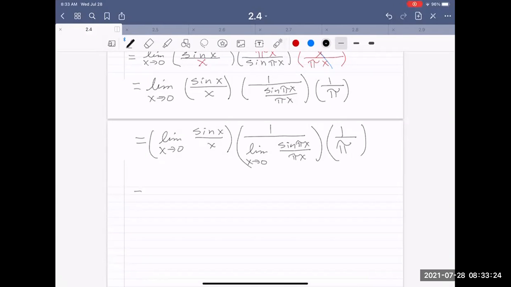So this is equal to limit as x goes to 0 of sine of x over x, 1 over limit as, well, notice the following. As x goes to 0, pi x also goes to 0. So I could just say pi x times 1 over pi.